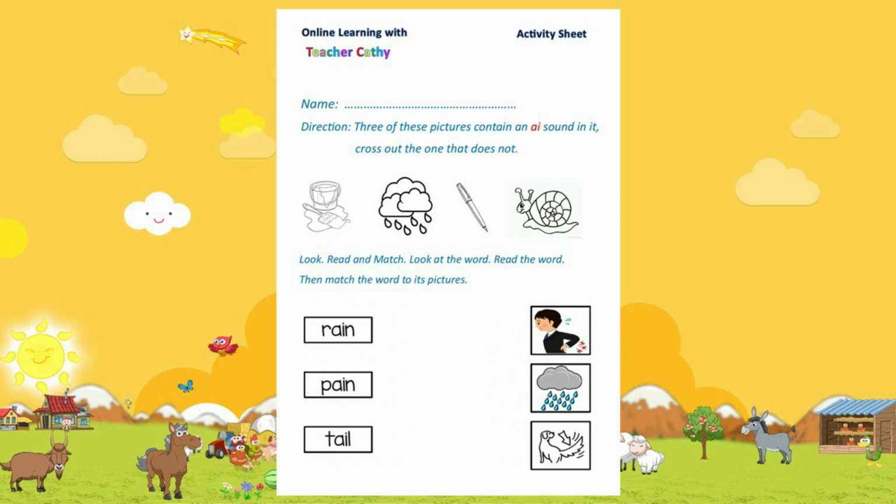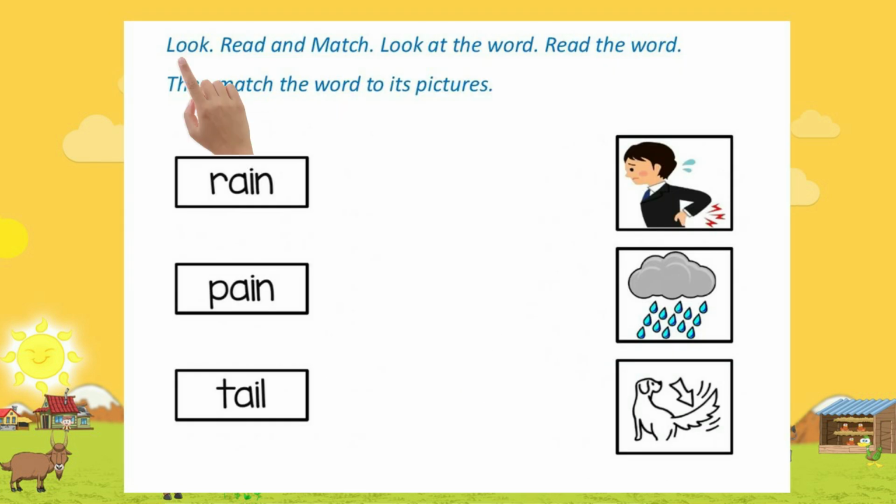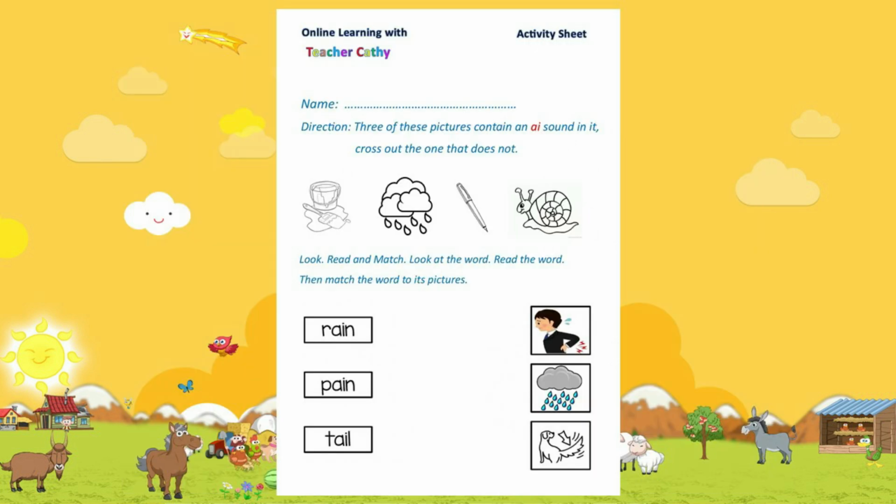So this is our activity sheet for today. First, write your name. Direction: three of these pictures contain an A sound in it. Cross out the one that does not. Next, look, read, and match. Look at the word, read the word, then match the word to its picture. That's it. Once you're done, you can give yourself a star.